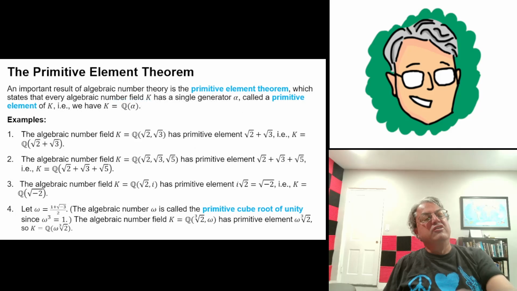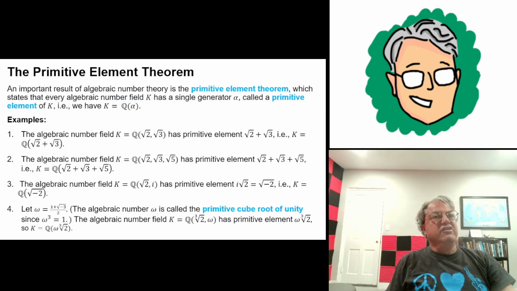And then there's an important result in algebraic number theory known as the primitive element theorem. This is a very difficult theorem to prove. And I don't even remember the proof myself. I learned it when I was in graduate school, but I've forgotten it since. It's a very difficult theorem. I think it was proven fairly recently, I think in the 20th century.